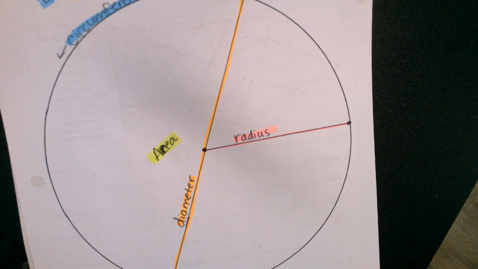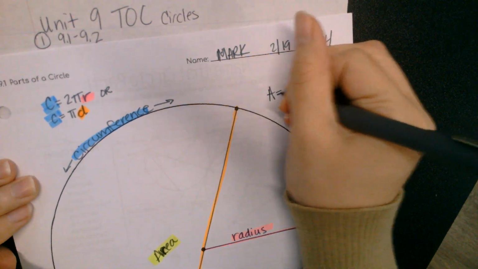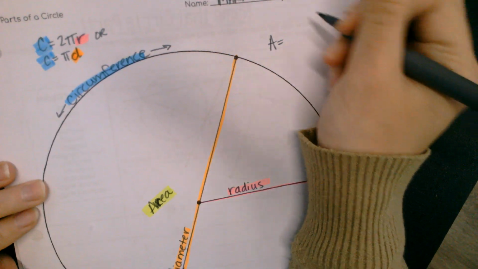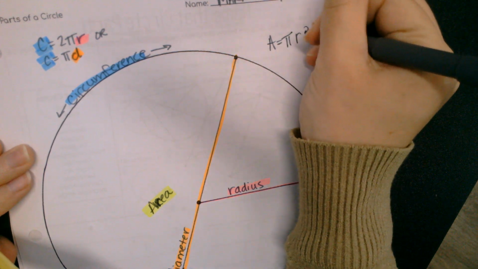Area, I think Issa told me the formula for area by accident. Area equals pi r squared.